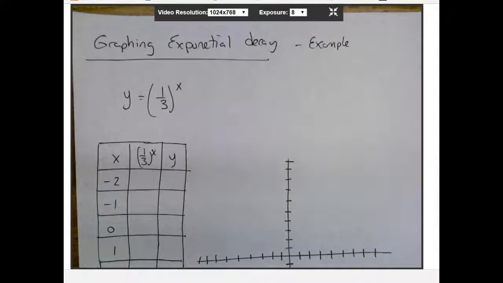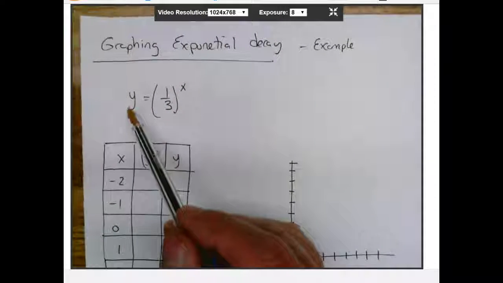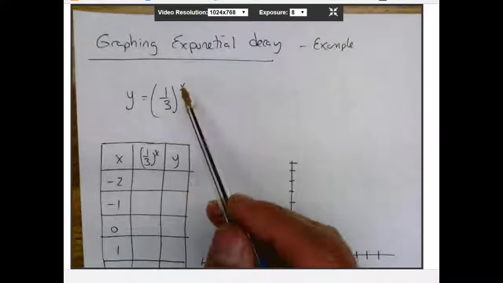Okay, so this is our last notes here on just the problem solving part of it, where I give you some examples. And I gave you exponential growth, and I just want to show you an example of exponential decay. You can kind of see the general form, y equals some kind of fraction to the x.